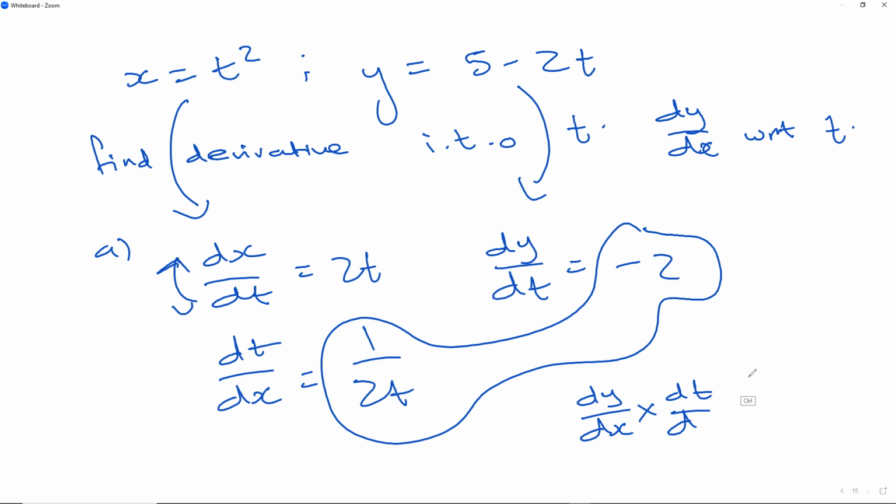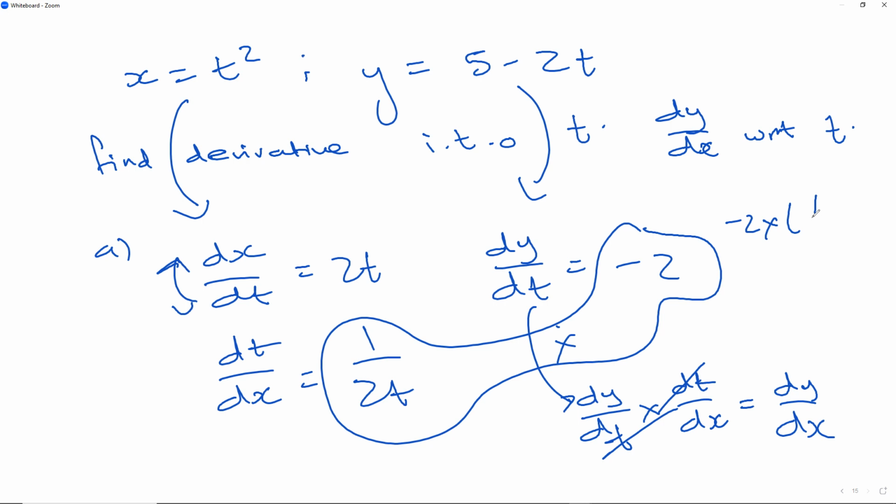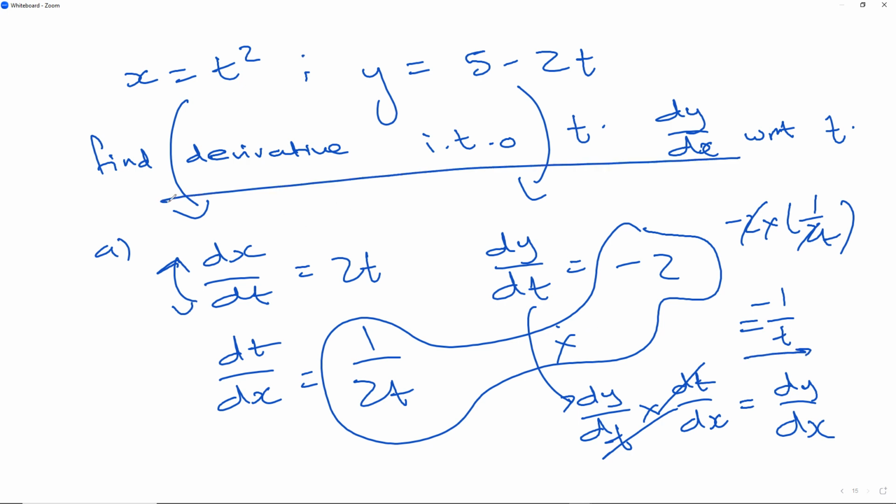Because dy/dx equals dy/dt multiplies dt/dx, let's double check that. dy/dt coming from here multiplies dt/dx such that it cancels out, leaving me with dy/dx. So if I multiply those two, then I'm done. Negative 2 times 1 over 2t cancels out, leaving me with negative 1 over t. And that would be the derivative in terms of t.